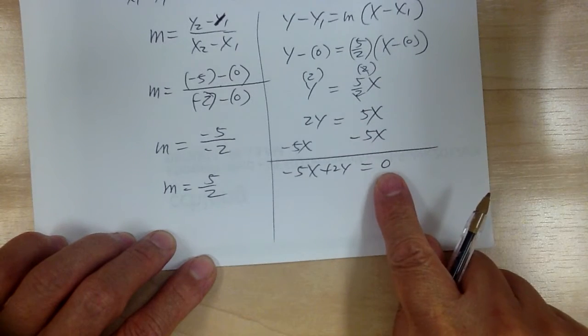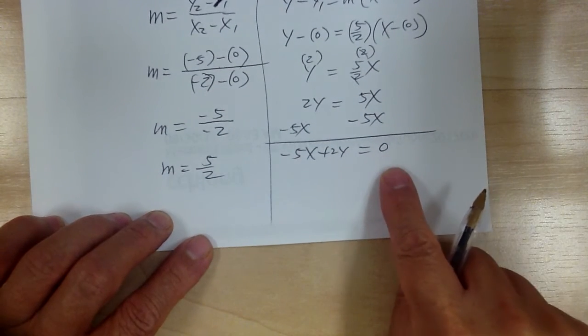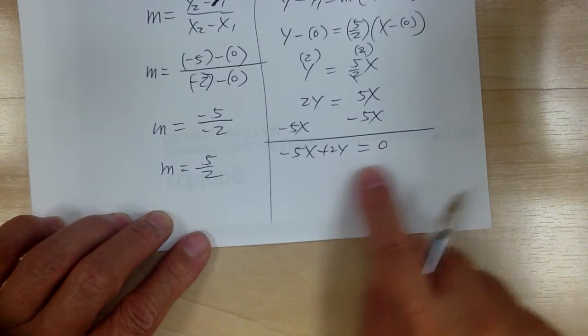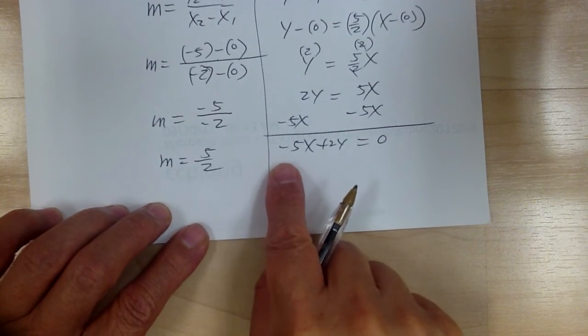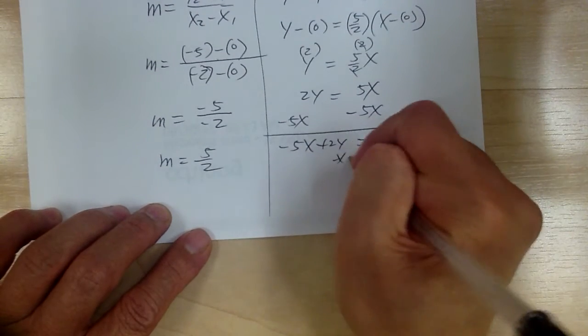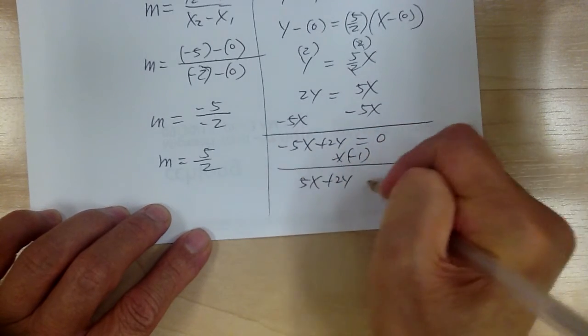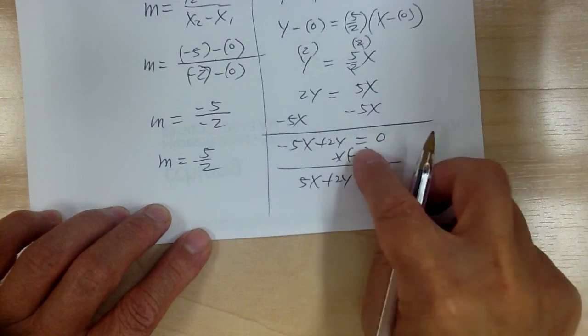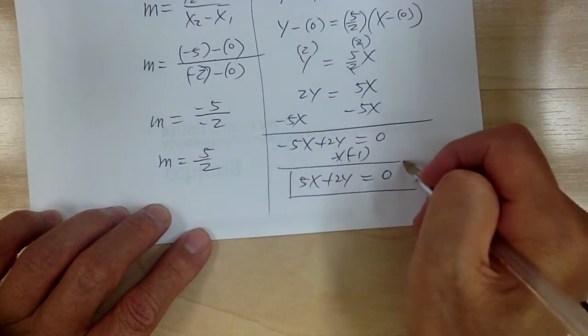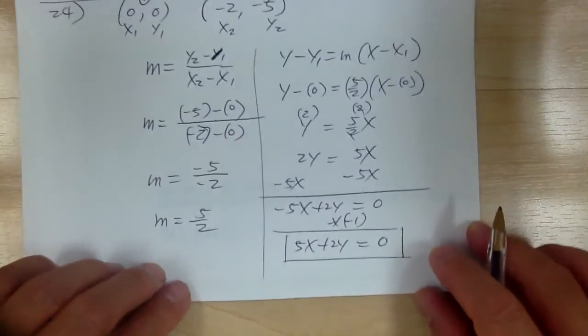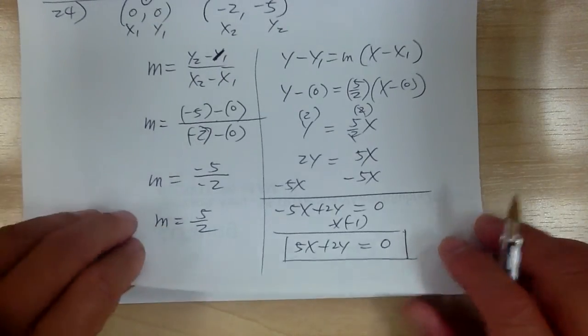Now don't freak out when you see 0. 0 is just another number. The only thing you cannot do is divide. Now you have a negative in the beginning, so you need to multiply by -1 to get rid of the negative. So you get 5x plus 2y equals 0, and 0 times -1 is still 0. So that's your answer for number 24. Okay, let's go to number 26.